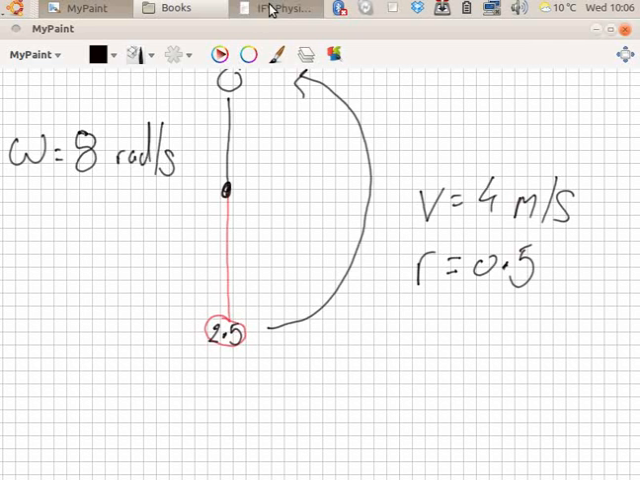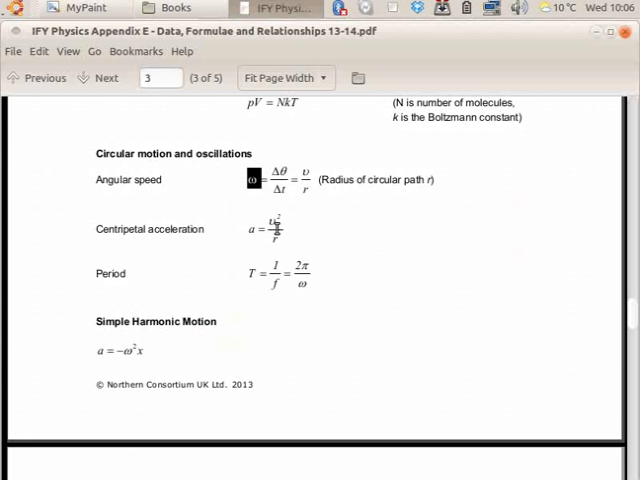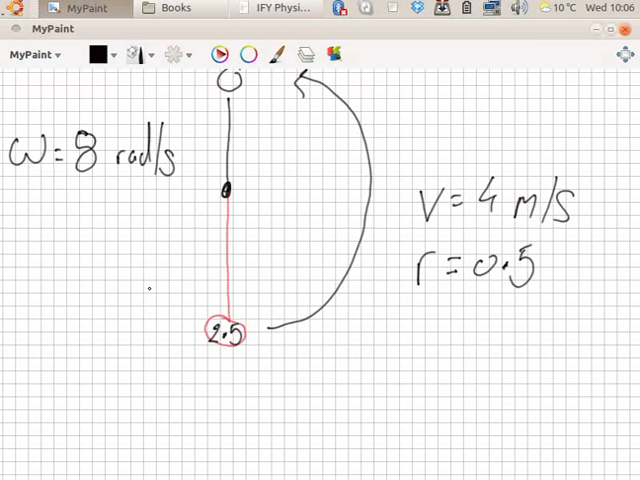What else is there? There's also acceleration and the time. Why is there acceleration? Because acceleration is the change of velocity, and velocity is direction and speed. So although the speed is not changing, the direction is.